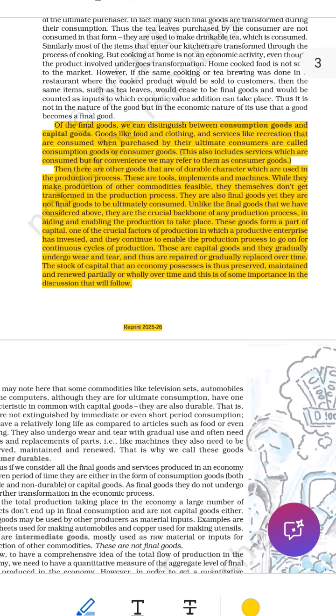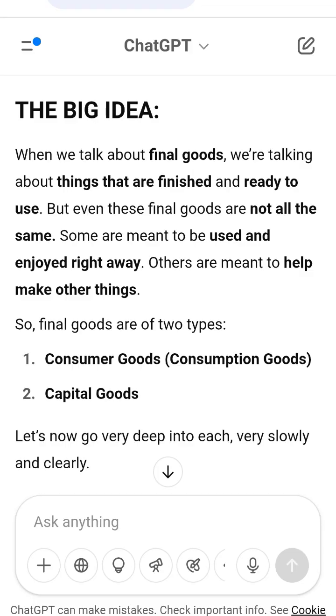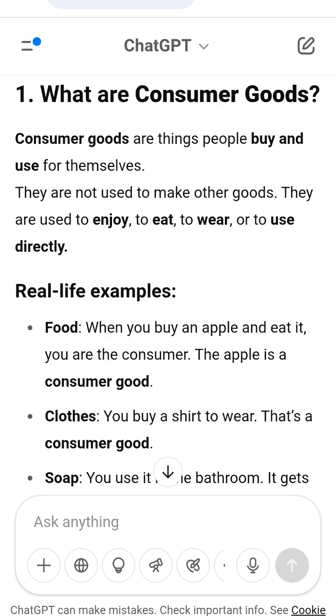So, capital goods are a key part of the system that helps us make things. If we don't have machines, factories, or tools, it's hard to make anything. That's why we say capital goods are the backbone, the strong support of production.